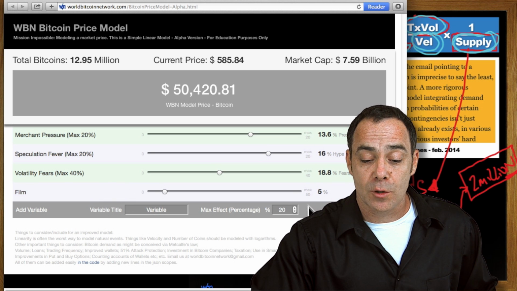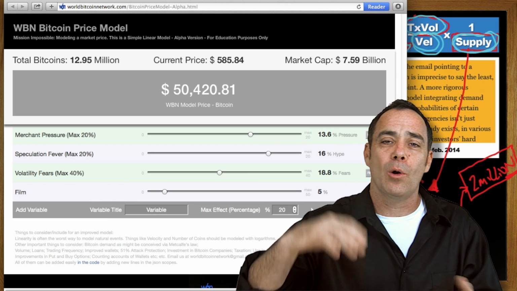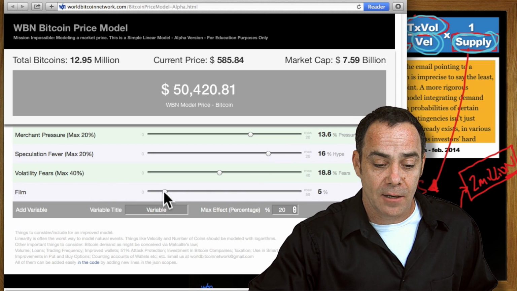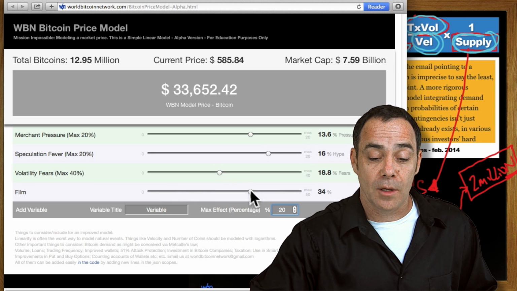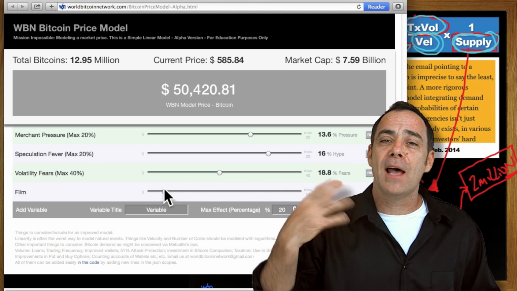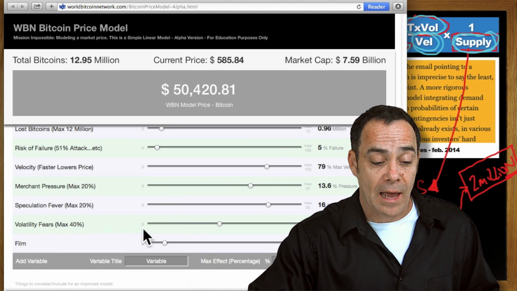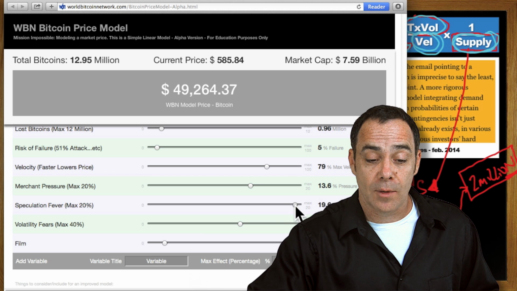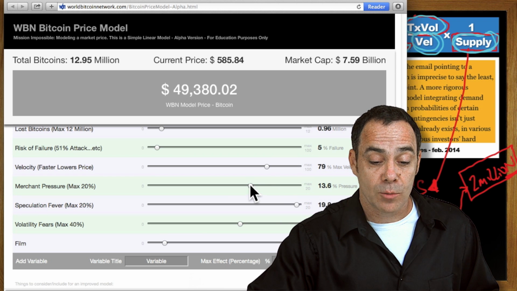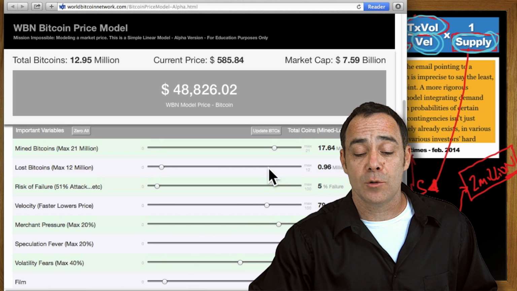And in future versions, you'll see the ability to add variables that will go up or down. Right now, I think it's just a negative variable. So film's not doing a positive thing here, but in a future version, you'll be able to add a positive variable. Almost all the variables we have here turn out to be fairly negative. Speculation fever actually goes in the right direction, so it increases the price. Merchant pressure drives it down. Velocity drives it down. Risk of failure clearly drives it down.